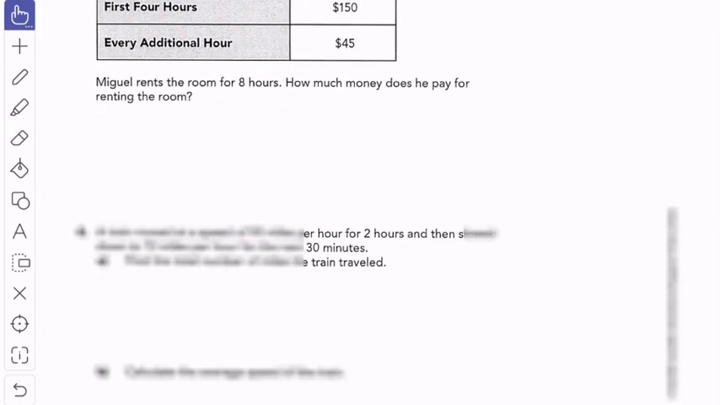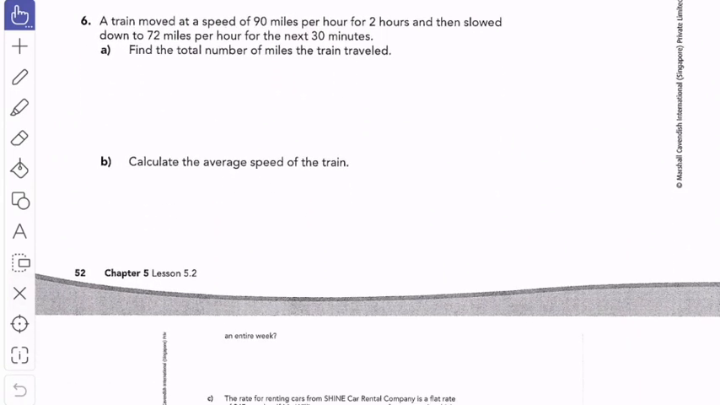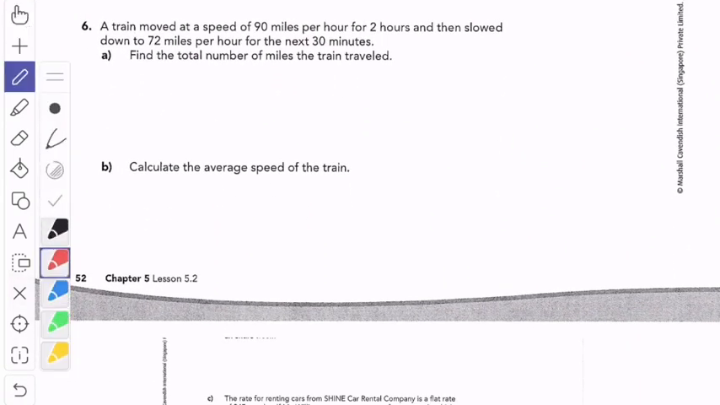All right, the next one is very similar to the one that we just did. Let's just go over number 6 now. Number 6 says a train moved at a speed of 90 miles per hour for the first 2 hours, and then slowed down to 72 miles per hour for the next 30 minutes. Find the total number of miles the train traveled.